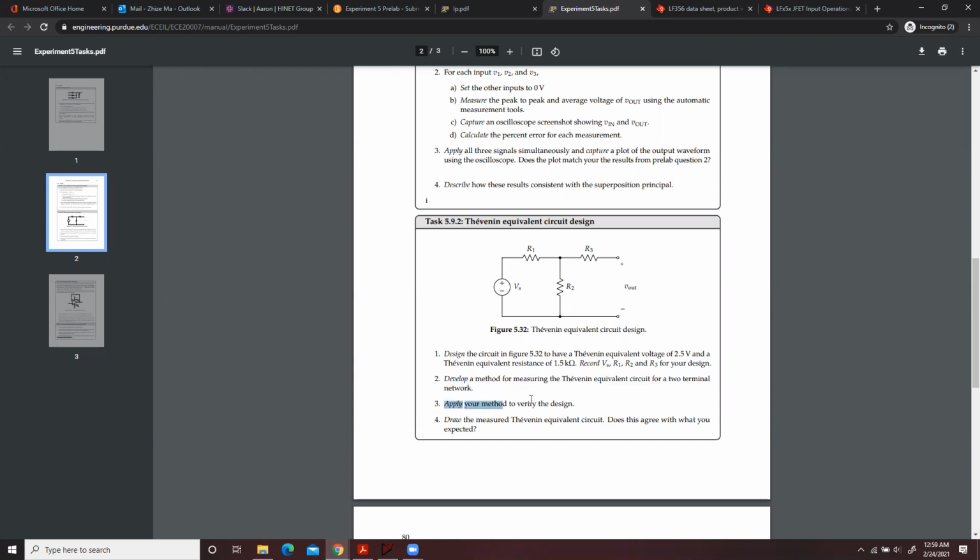And question 3 is, after you get the values from question 1, you apply those values and build the circuit on the breadboard, and then you apply your method to verify. You should get the correct values, which are 2.5 volts and 1.5 k ohm. All right, that's question 3 and question 4.